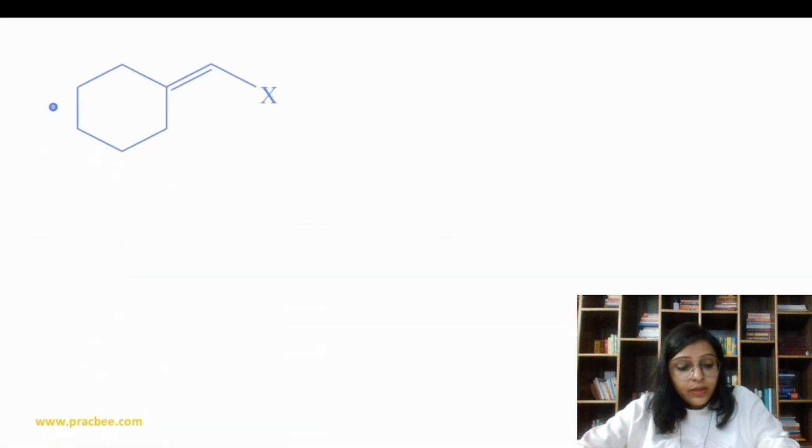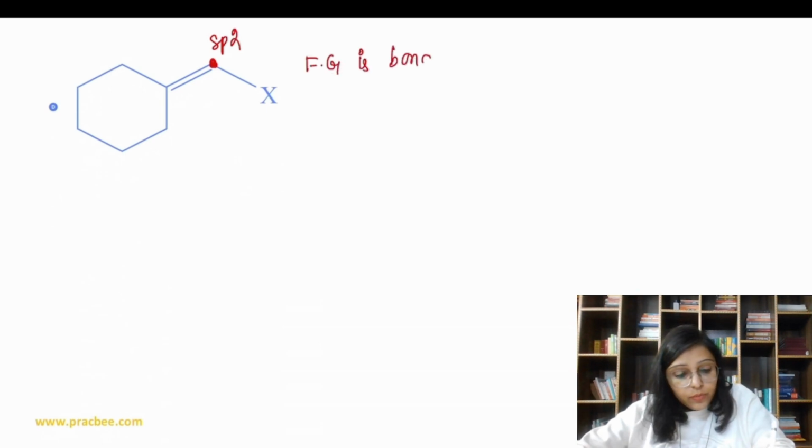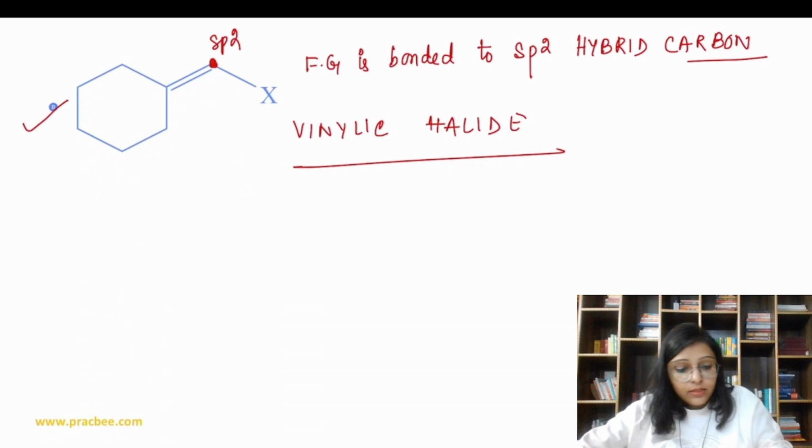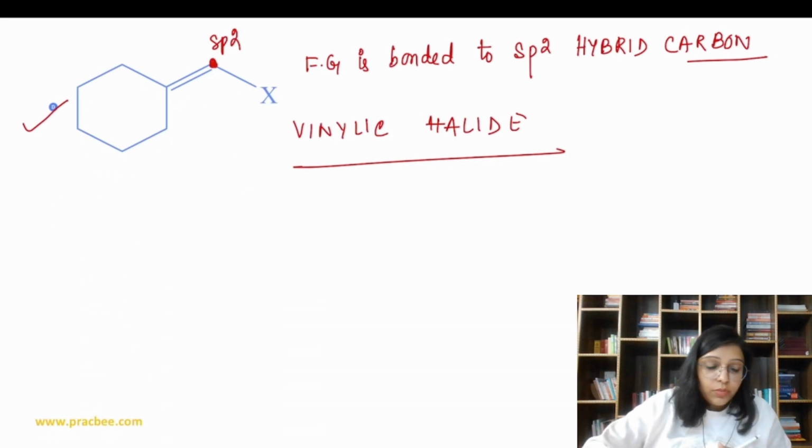Okay, now last one. Here, functional group is bonded to sp2 hybrid carbon, right? Functional group is bonded to sp2 hybrid carbon. So this is going to be the vinylic halide. Vinylic halide. So option D is going to be the correct answer. Okay, option D is going to be correct answer.